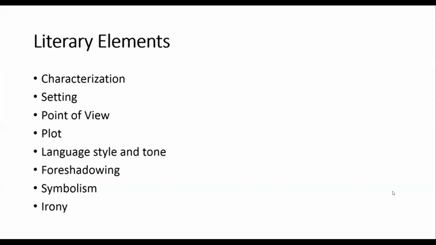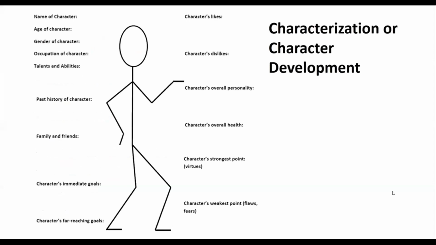The literary elements we'll look at to help us understand the theme are characterization, setting, point of view, plot, language, style, and tone. All of that is one element. Foreshadowing, symbolism, and irony. And chapter 6 talks about these more in depth, so I'm going to go on, but I'm going to talk about a couple of those. One of them I'm going to emphasize is characterization or character development.